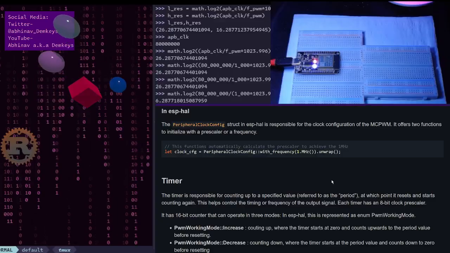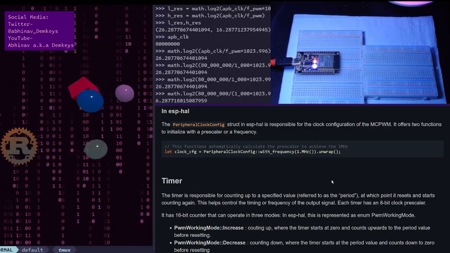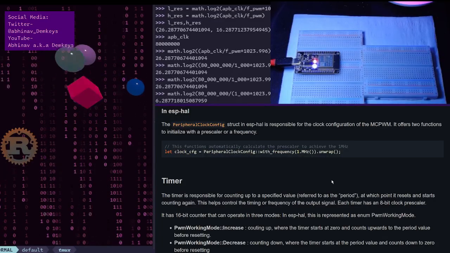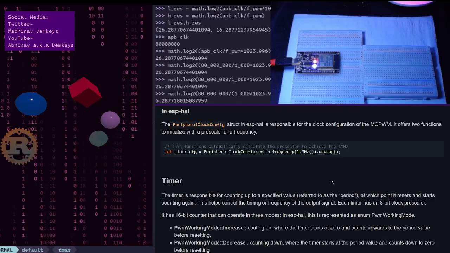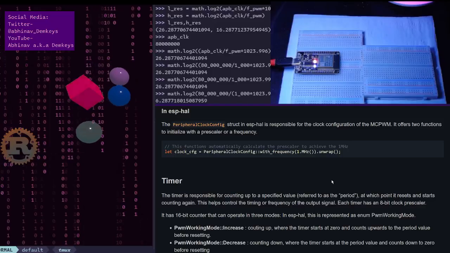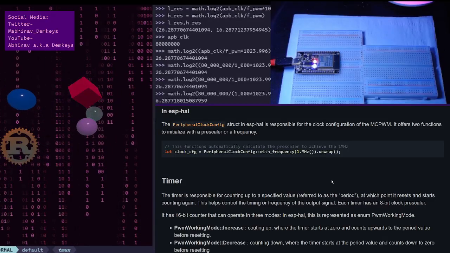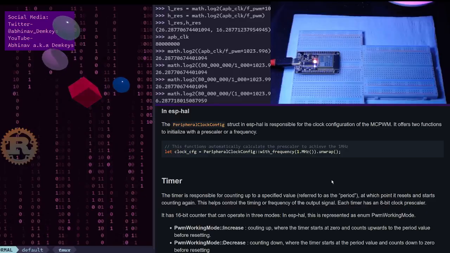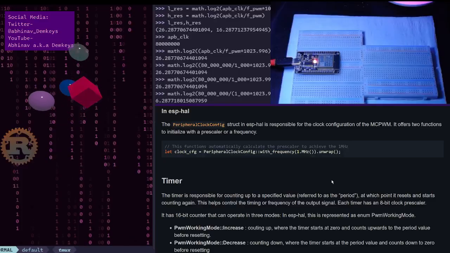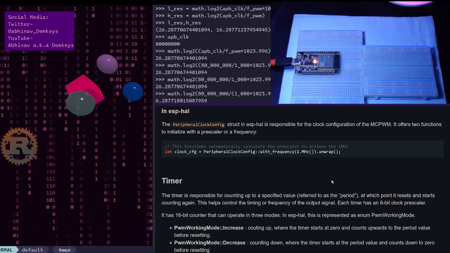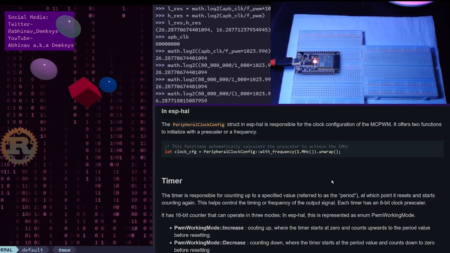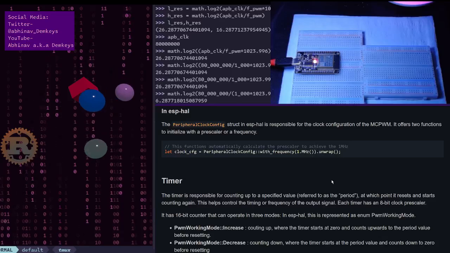Okay. All right. With frequency, let's test this out real quick. In here, okay, so let's say let clock. I think I need to add this thing to my, well, it'll get added. Okay, let clock config equals peripheral, what is it? Peripheral clock config. Peri clock, no, it doesn't work. Peripheral, what am I missing here?